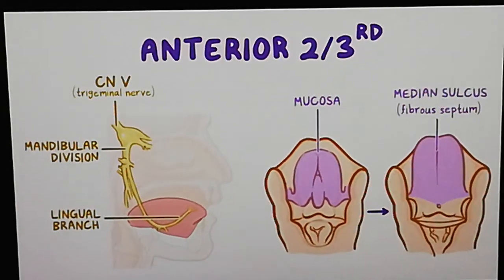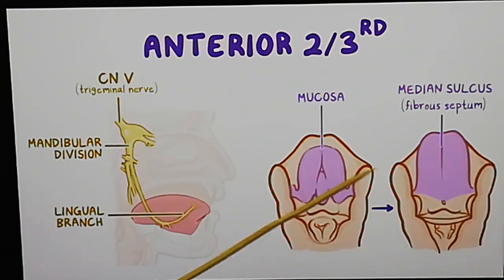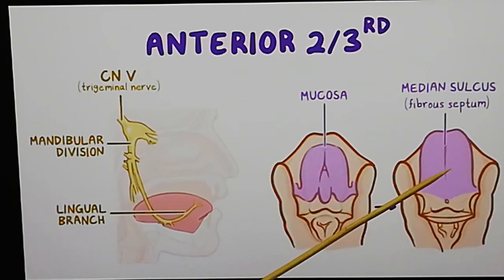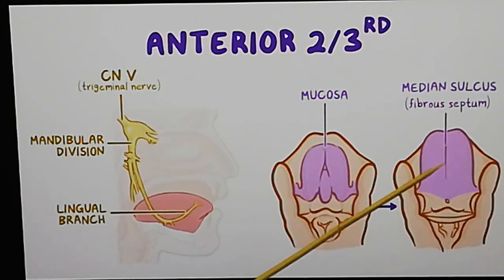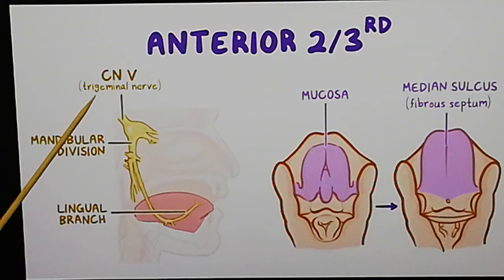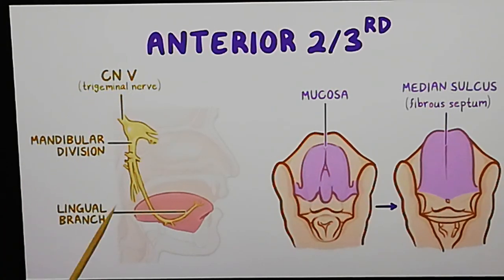Okay, in this picture you can see that this is the anterior two-third of the tongue. Now here it is completely clearly formed along with the median sulcus, okay? And we see that the cranial nerve 5, which is the trigeminal nerve that gives rise to the lingual branch, will be supplying the anterior two-third of your tongue. Why? Because this trigeminal nerve is the nerve of the first pharyngeal arch, okay?